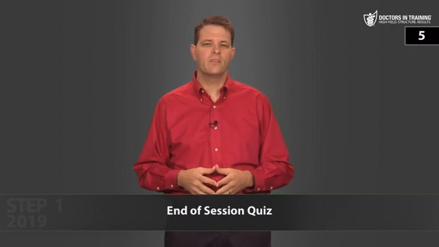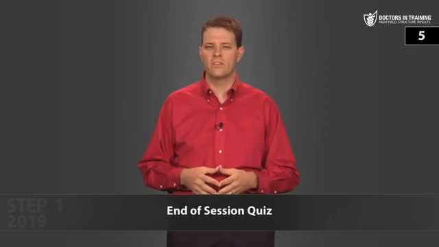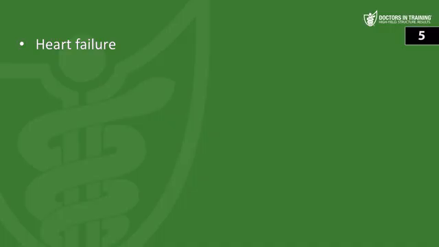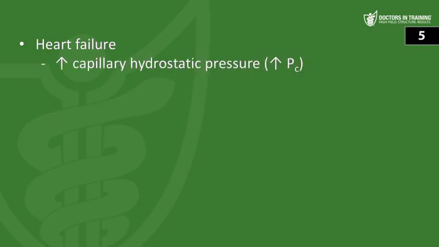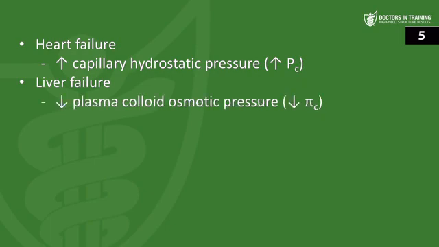First question, how does each of the following circumstances impact the Starling forces of fluid movement through the capillaries? So heart failure will lead to increased venous pressure, which gets translated back to the capillaries as increased hydrostatic pressure in the capillaries, and that pushes fluid out of the capillaries. So right heart failure can lead to peripheral edema, and left heart failure can lead to pulmonary edema. Liver failure will have a decrease in osmotic pressure in the capillaries because you're going to have decreased production of proteins. This decreased osmotic pressure allows fluid to leave the capillaries and stay in the interstitium.